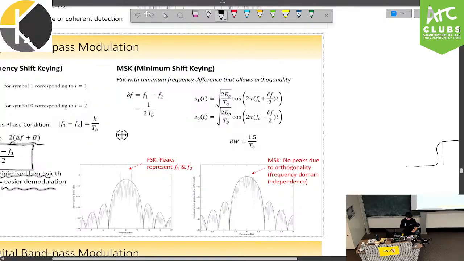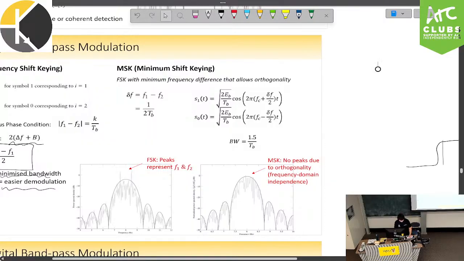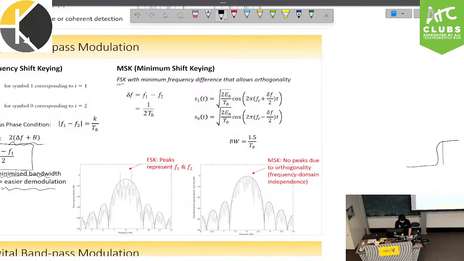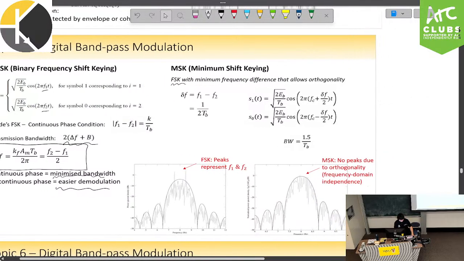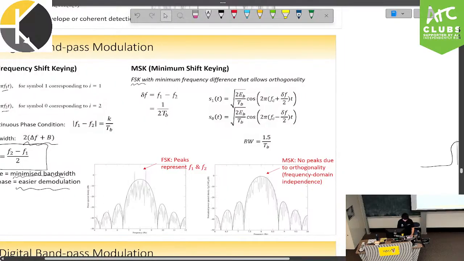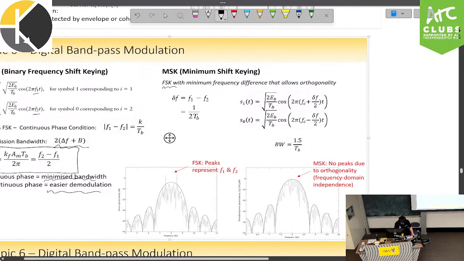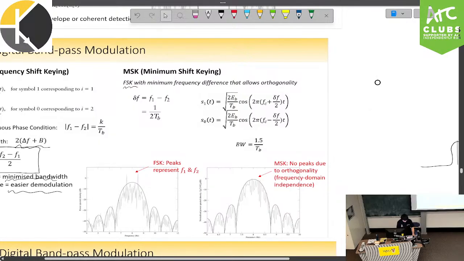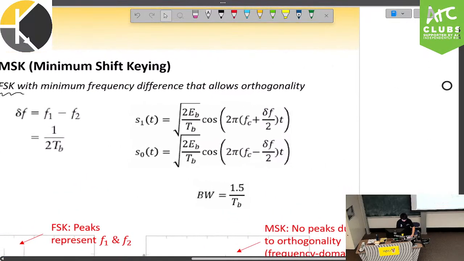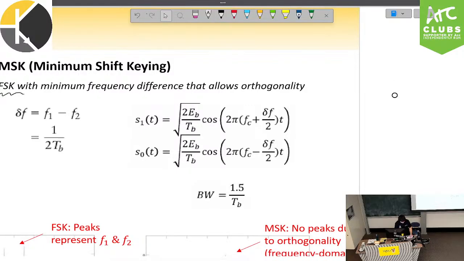Next up we have minimum shift keying. We're going to think about just frequency shift keying, but with the minimum frequency differences that allow orthogonality. So, I believe we use this rule. All this really looks at is you have your 1 signal and your 0 signal, and we're going to apply the smallest change in frequency which is observable in the same sense.